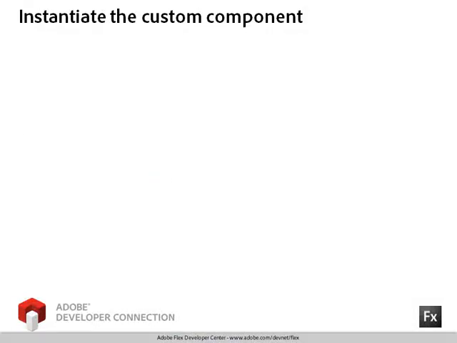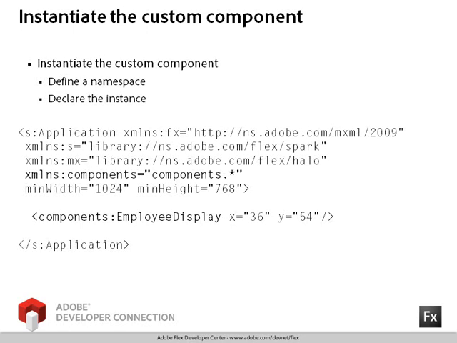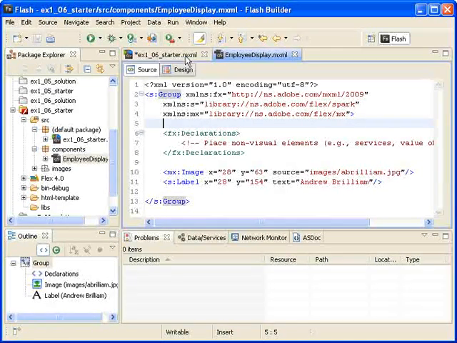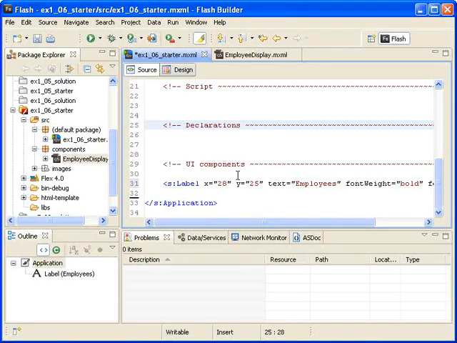You use custom components similarly to Flex Framework components. You can see here that the employee display component is typed in MXML with X and Y properties. The only difference is that it does not use the MX or Spark namespace. It references the component namespace, which is defined in the main application as pointing to the components.star package, or more literally, the components directory that I created earlier. Back in the main application, I want to replace the employee image and name that used to be in the main application with the new custom component.